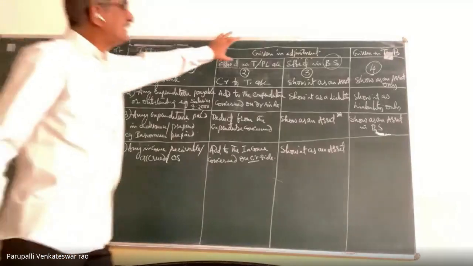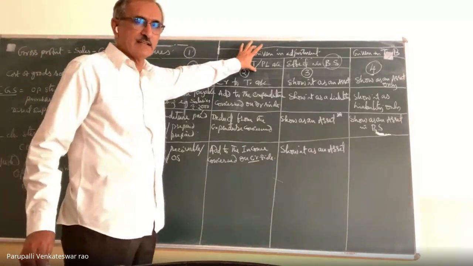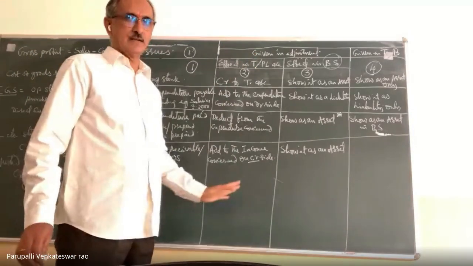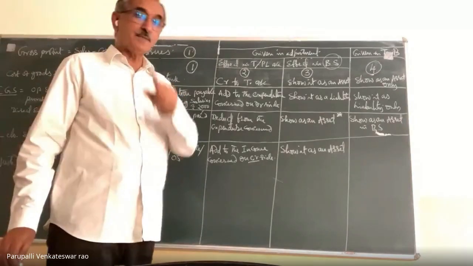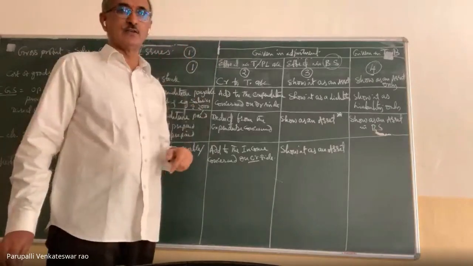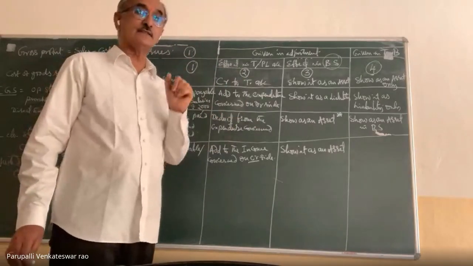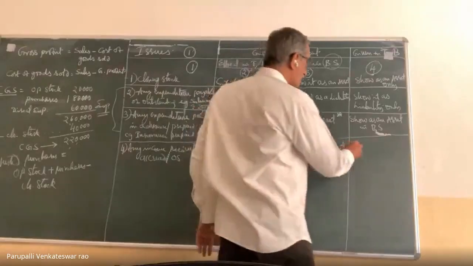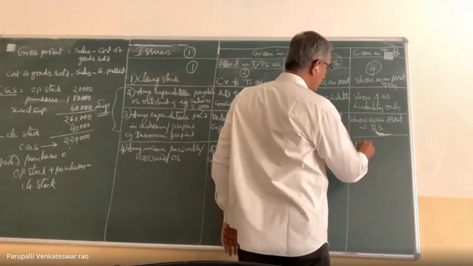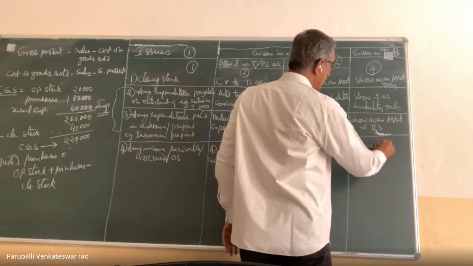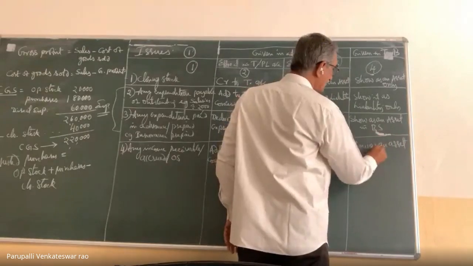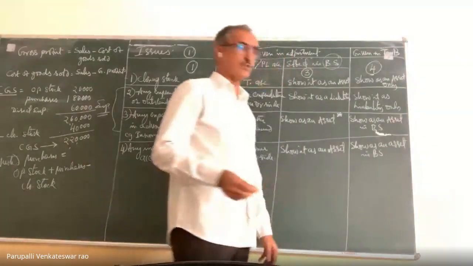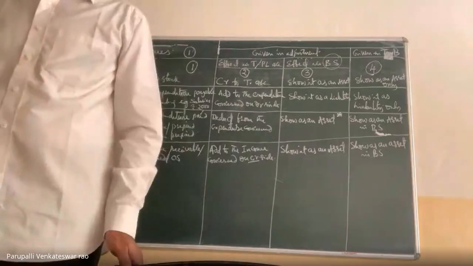If it is given in the adjustments, that is the treatment. Suppose, ఒకవేళ లెక్కలో ఇది trial balance లోనే ఉందనుకోండి, rent receivable అని ఉందనుకోండి, ఏం చేస్తారు? Asset side of balance sheet. Show it as an asset in balance sheet. Asset అంటే balance sheet లోనే ఉంటుంది కదా. So show it as an asset in balance sheet.